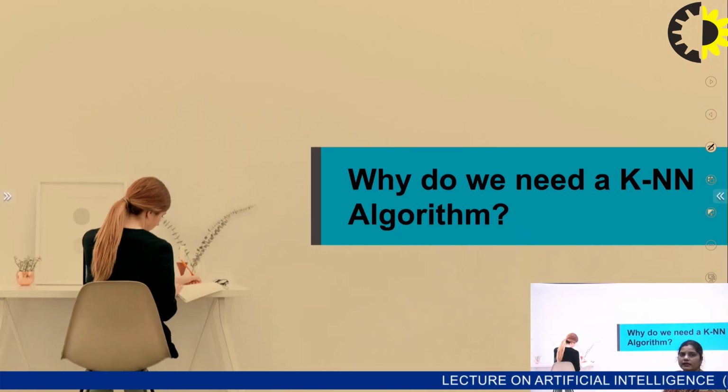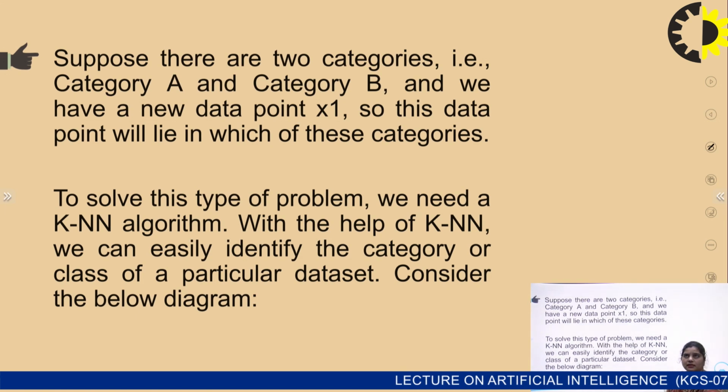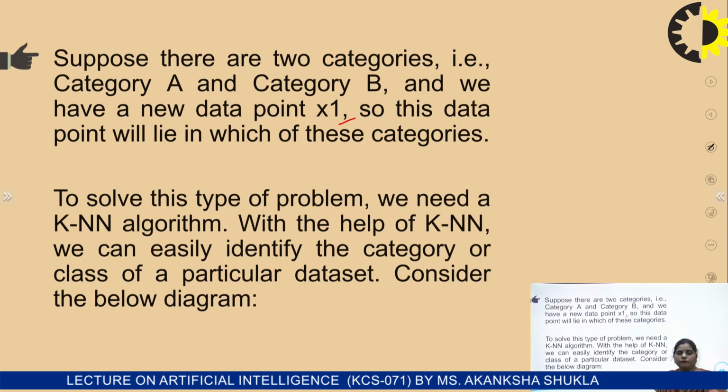Now, why do we need a KNN algorithm? Basically, if we have two categories, category A and category B, and we have a new data point, suppose x1, which of these categories will this data point lie in? To solve this problem, we need a KNN algorithm. By using the KNN algorithm, we can easily identify the category or class for that particular new data point.